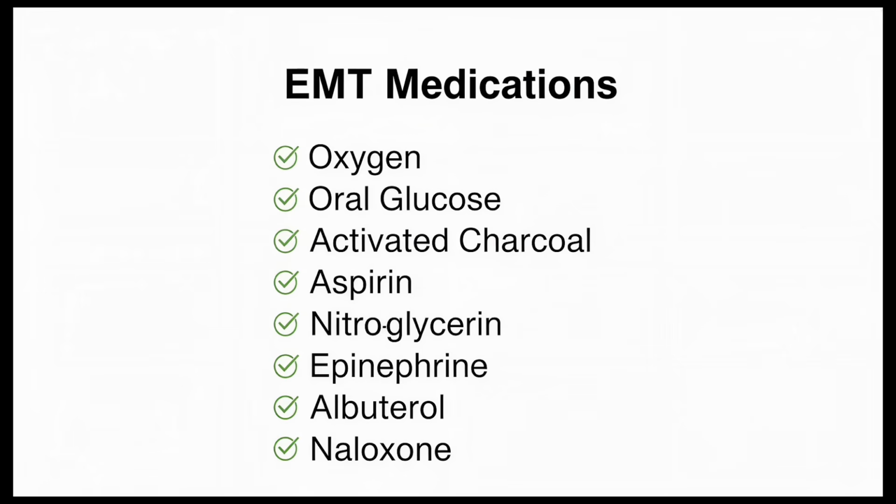Nitroglycerin, a vasodilator for chest pain. Remember the critical contraindications: systolic BP under 100 and recent use of erectile dysfunction medications. Epinephrine, used for anaphylaxis. The adult dose is 0.3 milligrams and the child dose is 0.15 milligrams, injected into the lateral thigh. Albuterol, a bronchodilator for patients with dyspnea and wheezing from asthma or COPD. Naloxone or Narcan, an opioid antagonist used to reverse an opioid overdose with respiratory depression and pinpoint pupils.